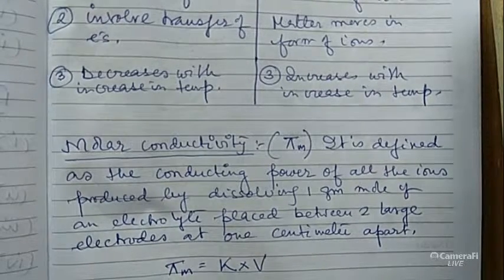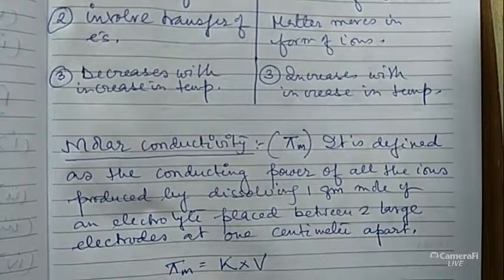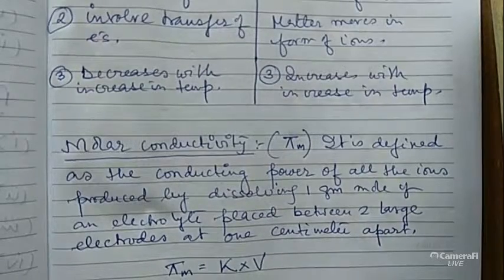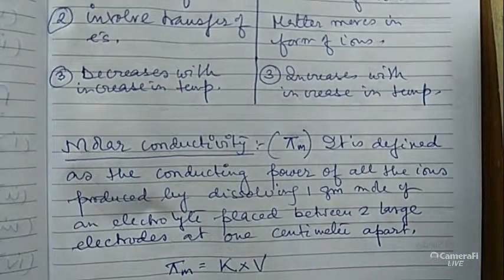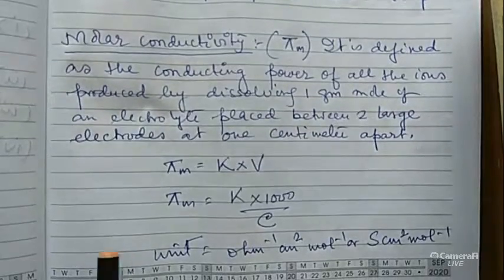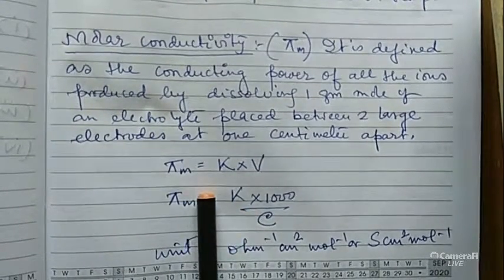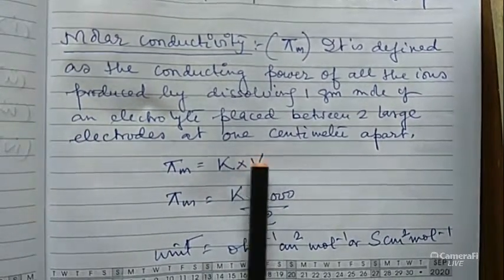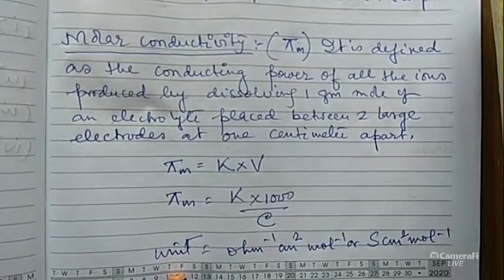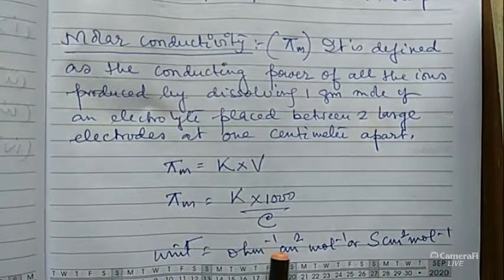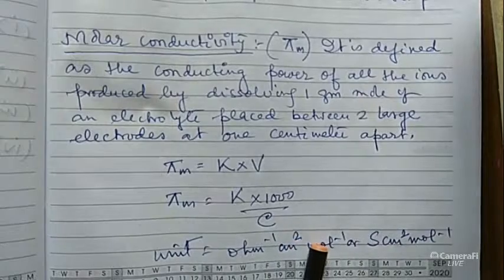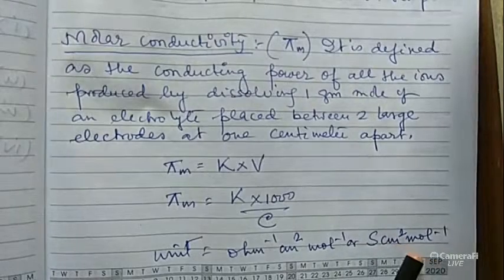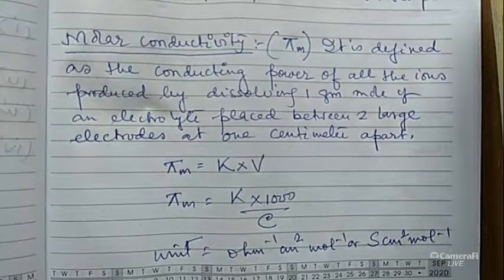So, I can write molar conductivity equal to kappa into V, or that equal to kappa into 1000 by C. What is the unit of molar conductivity? See this equation. Molar conductivity equal to kappa into V, and V we know is 1000 by C, or unit equals ohm to the power minus 1 into centimeter square per mole, or we can write S centimeter square per mole. Okay, this is the unit of molar conductivity.